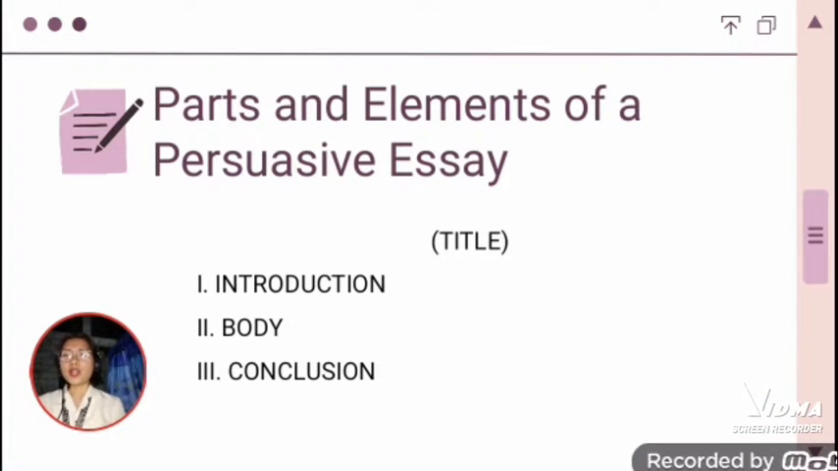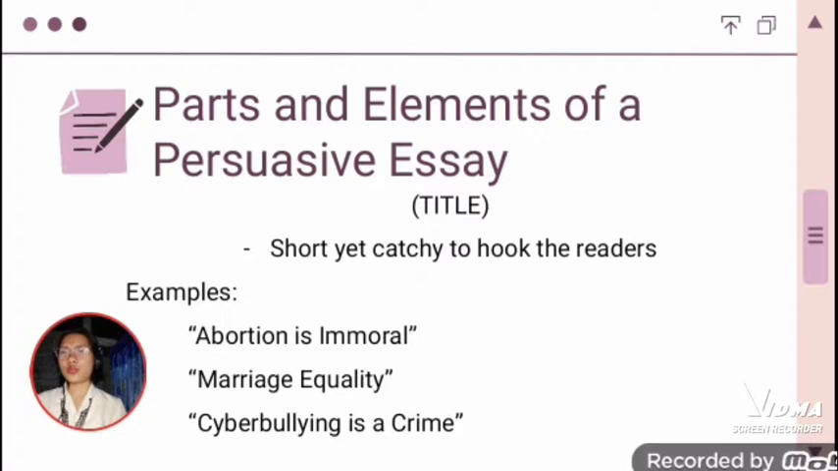So here are the parts and elements of a persuasive essay. Of course, like any other writing composition, an essay includes a title, and it has three parts, namely the introduction, body, and conclusion. So first, let's have the title. The title of your persuasive essay should be short yet catchy, enabling it to hook the readers.